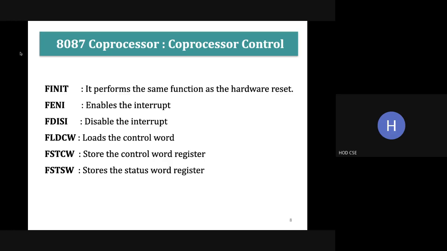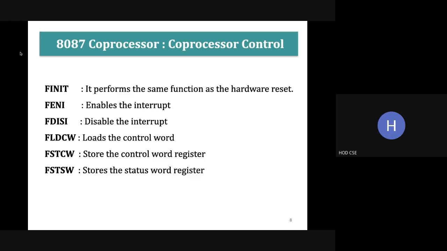Okay. And here the coprocessor control instructions: FINIT, that is to initialize the program. So in every 87 program, the first line will be this FINIT. Like in a C program, we have hash include, no? Like this, in 87, the first line of all the assembly language programs will be FINIT. Next one is to enable the interrupts, we have FENI. And to disable the interrupts, we have FDISI.